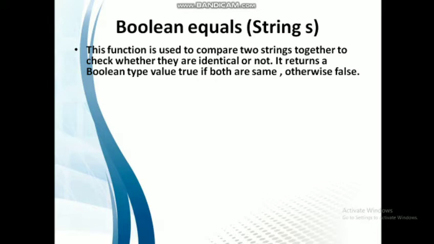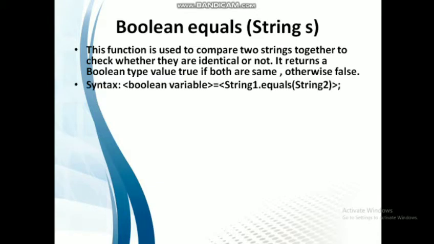So this function, as the name suggests, equals, will compare two strings to check whether they are equal, I mean identical, or not. If both are equal or identical, then it will return true, otherwise it returns false. So we'll see the syntax. Syntax: boolean variable = string1.equals(string2).